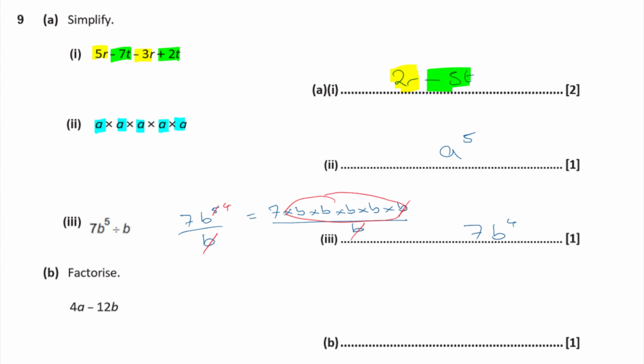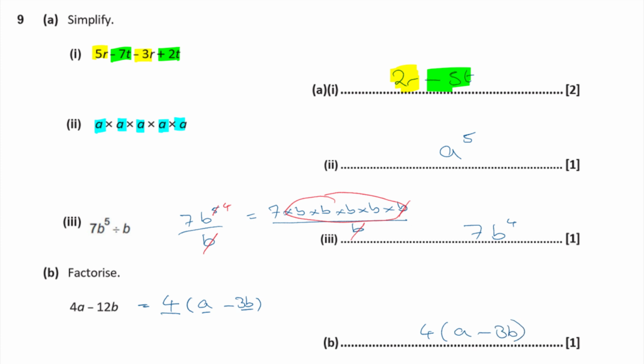Factorise 4a minus 12b. Now when you factorise, you're putting brackets back in, and then outside the bracket is the thing that they've got in common, and then inside the bracket you're going to have the things that they don't have in common. So 4a and 12b have got the number 4 in common, because 4 goes into 4a and 4 goes into 12b. So what they have in common is 4, that goes on the outside. And then what times 4 would give me 4a? That would be a. And then what times 4 would give me 12b? That would be 3b. So my final answer is 4 lots of a minus 3b.